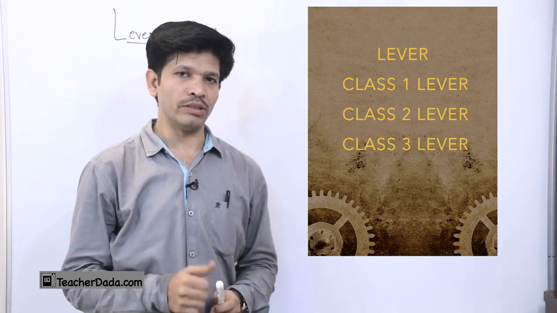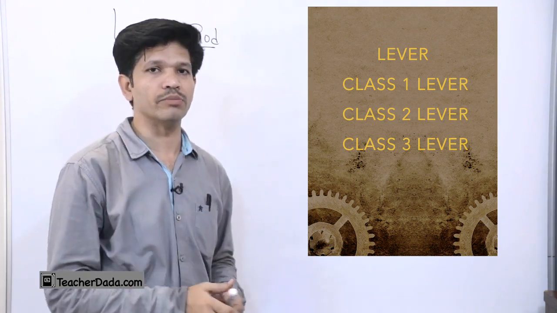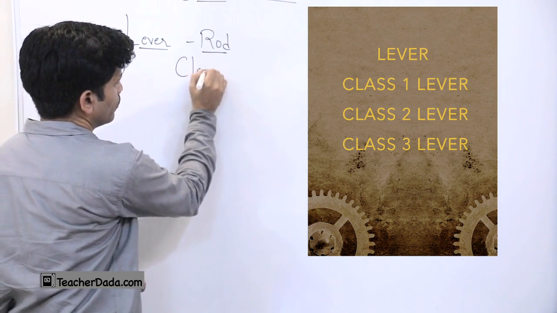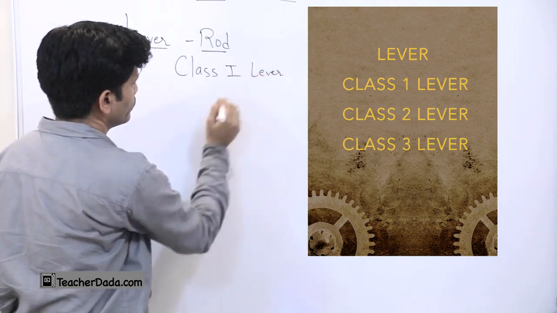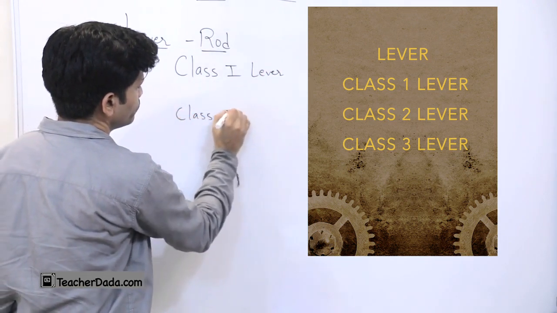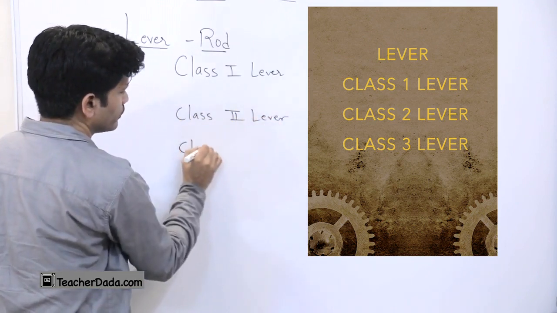There are three classes of lever, that is class 1, class 2, class 3. So let us study about that. That is class 1 lever. Then there is another class, and that is class 2 lever. And the third is class 3.